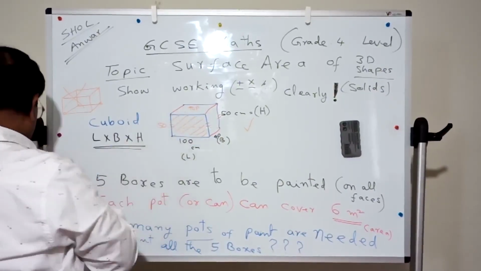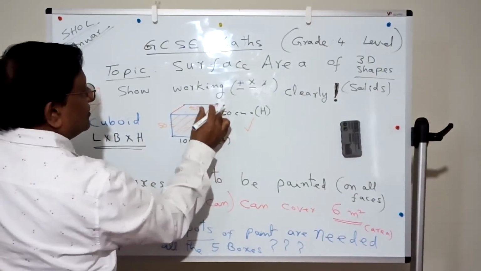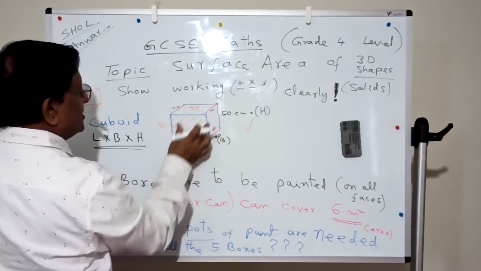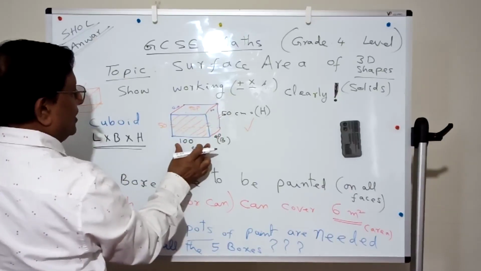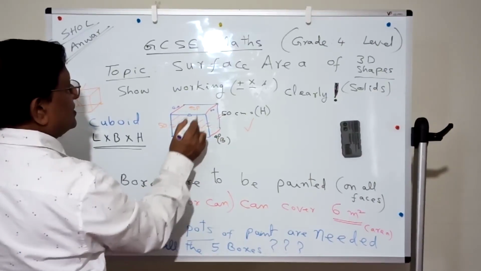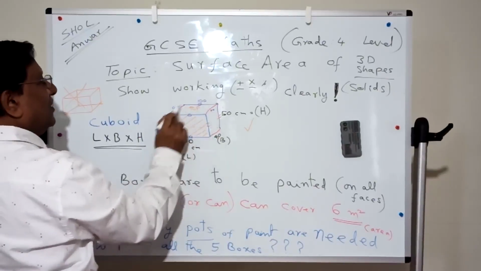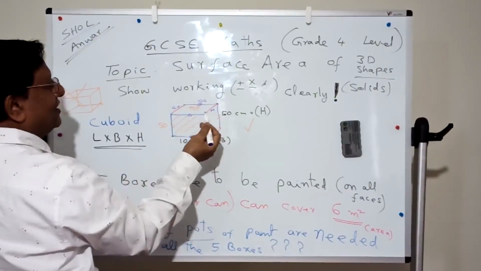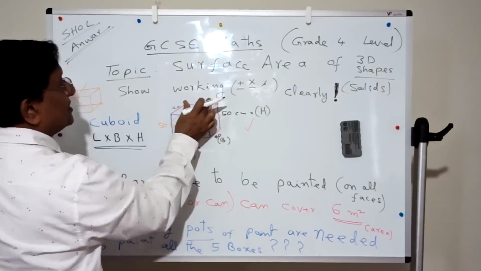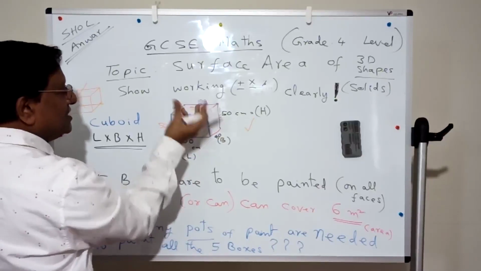If you find the top surface area, this is 40, and if this is 40, this is also 40. If this is not known, you just come back down here. This length is 100, this is also 100, so this is equal to this is equal to this. So the top surface area is a rectangle of 40 by 100. That means 40 is the width and 100 is the length. The longer dimension is the length, so 100 times 40. This is the top surface, and the top surface is equal to the bottom surface.